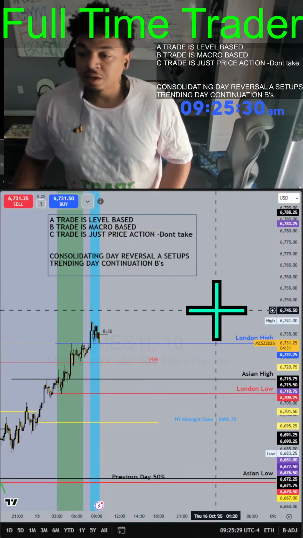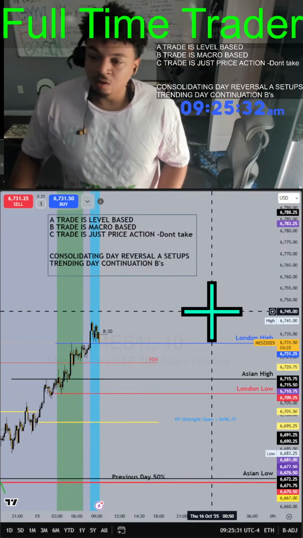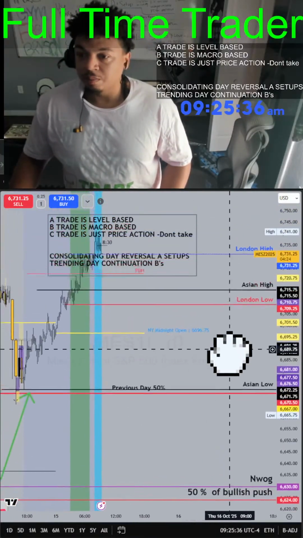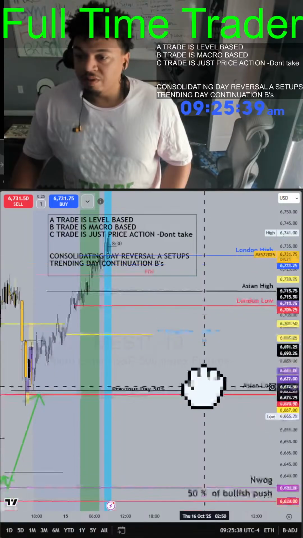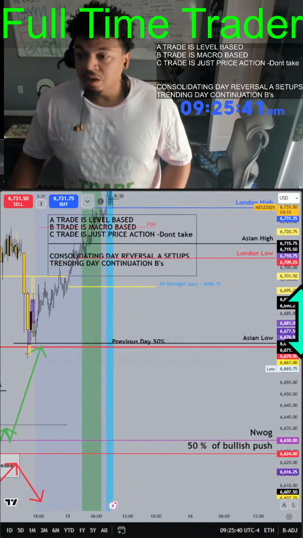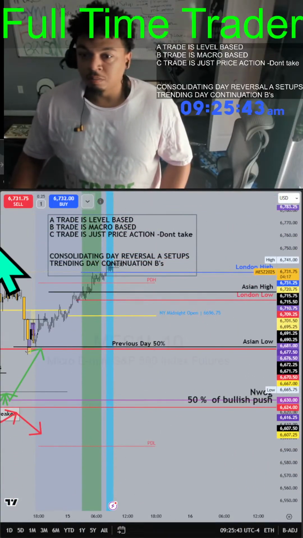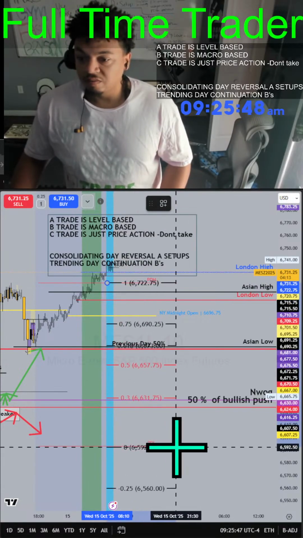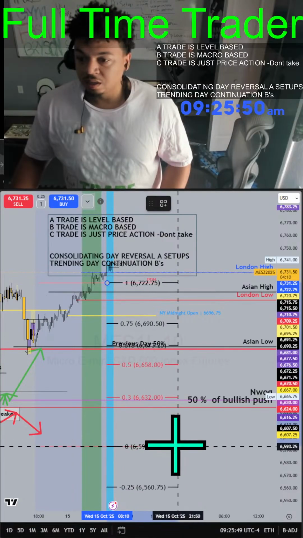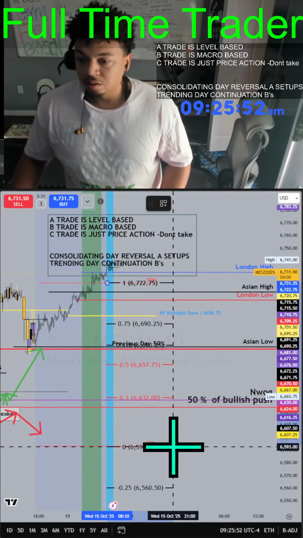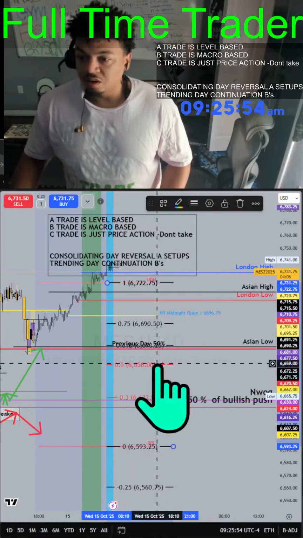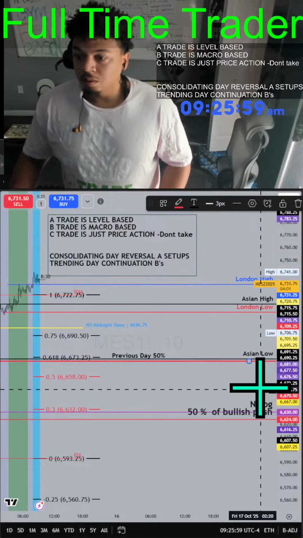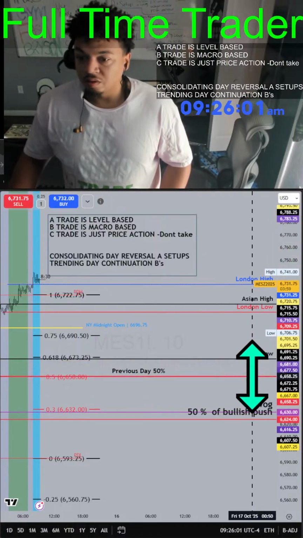We've got 8:30, midnight open, London high, London low, Asian high, Asian low. And we have previous day high to previous day low as well. So we got previous day high right here. And then we've got previous day low all the way down here. So now let's mark off previous day's 50% level. All right, so previous day's 50% level is going to be right here. So what I'm going to do is I'm just going to move down the old one that I have, right? Move that down to the 50% here.